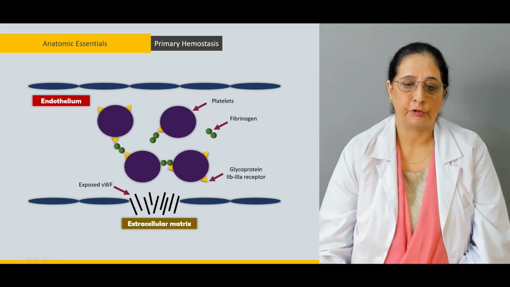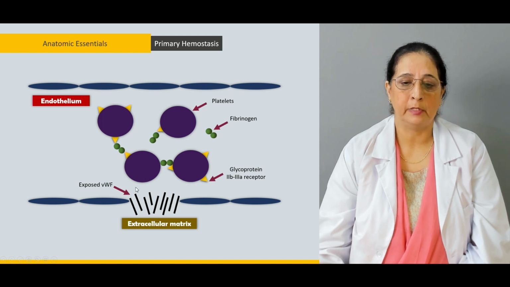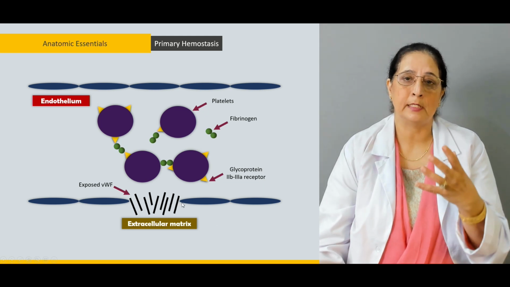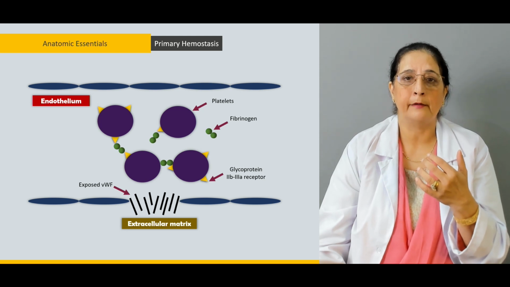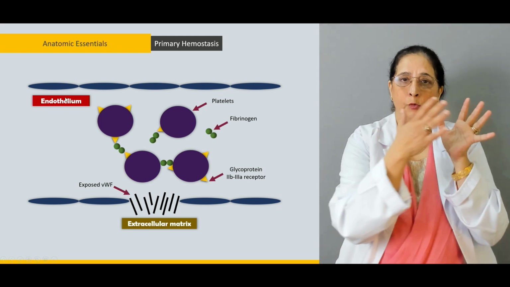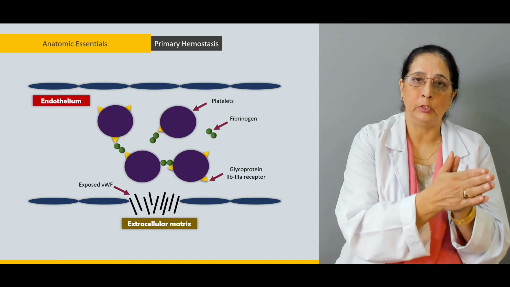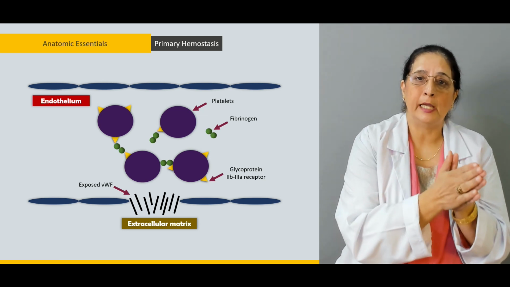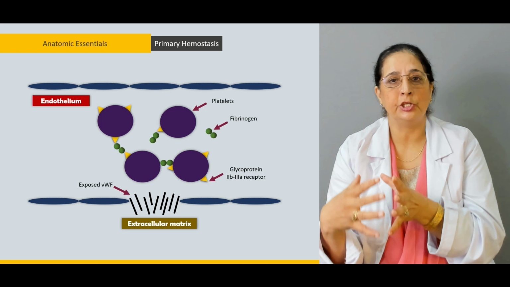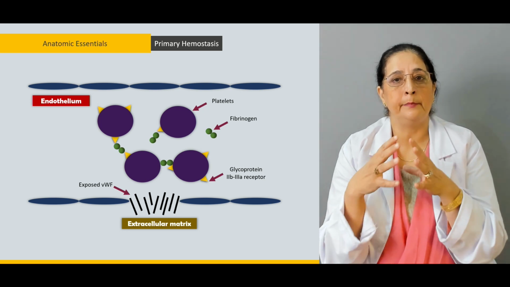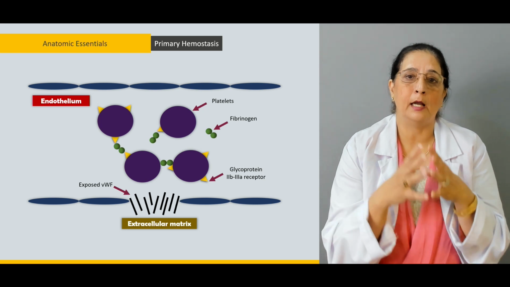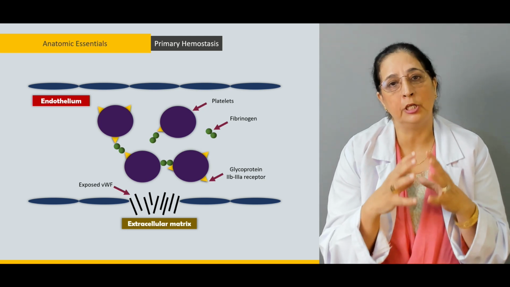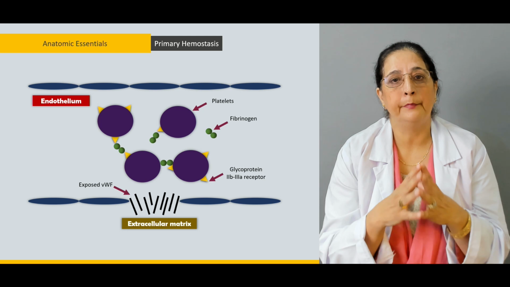This is the extracellular matrix. So at the extracellular matrix, we have the von Willebrand factor. So at one end, we have the endothelium. Damage to that endothelium brings changes in the platelets. They become activated. They form the platelet plug along with fibrinogen and von Willebrand factor.